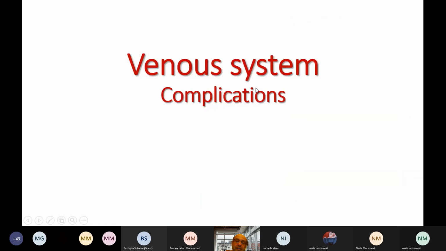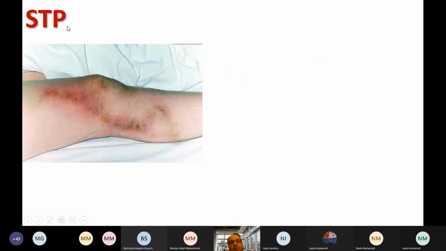Okay, venous system. In the venous system we have mentioned that I have varicose vein, primary or secondary varicose vein, and I may have some complications. The complication of primary varicose vein is superficial thrombophlebitis. What is superficial thrombophlebitis? It is an acute condition. The superficial veins are occluded. The patient has a cord-like structure in the great saphenous vein. It is tender, hot.